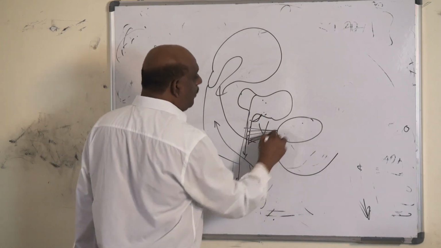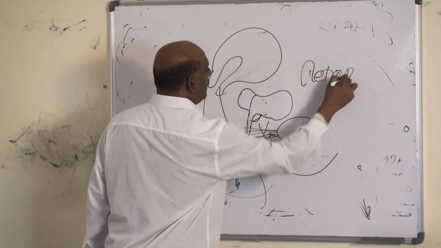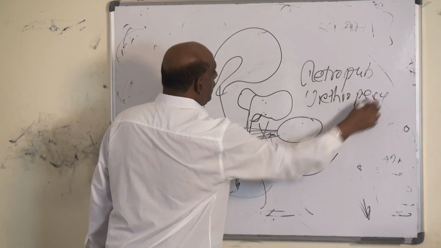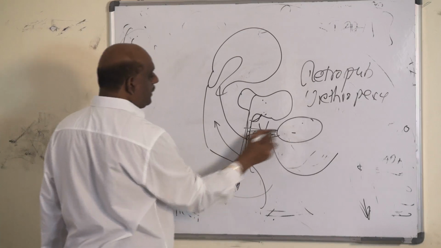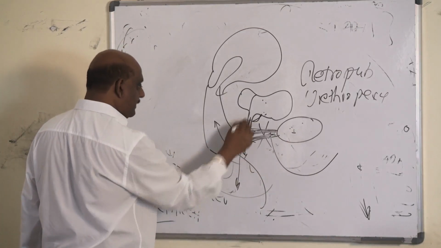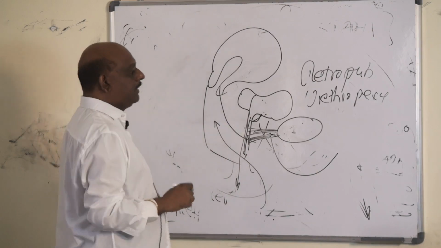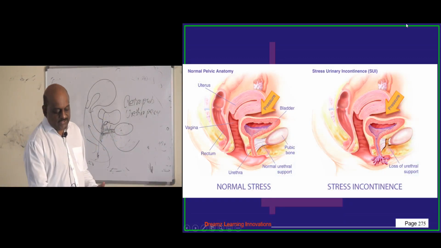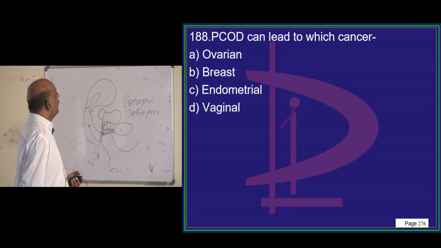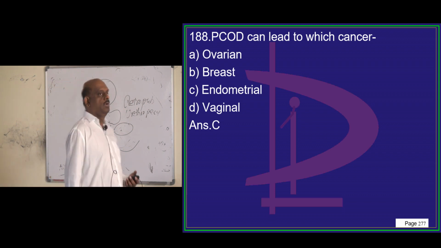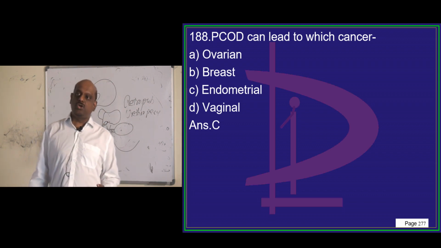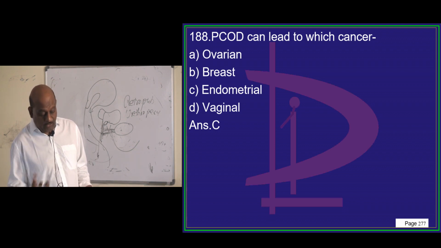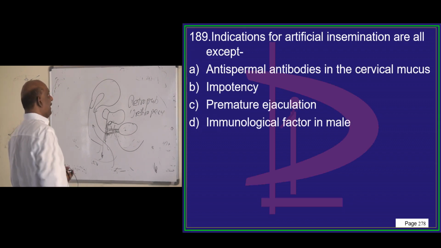So you do retropexy, urethropexy in order to restore this support between the pubis and the urethra, in order to treat the stress incontinence is what you have to basically understand. PCOD can lead to hyperestrogenic state and endometrial proliferation leading to endometrial cancer is what you should remember.